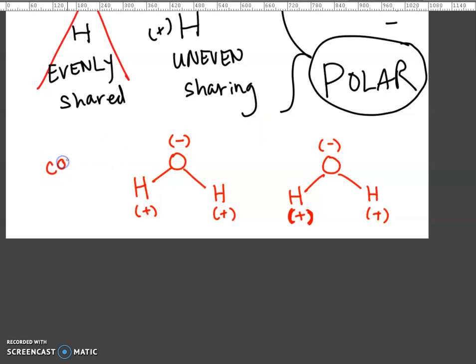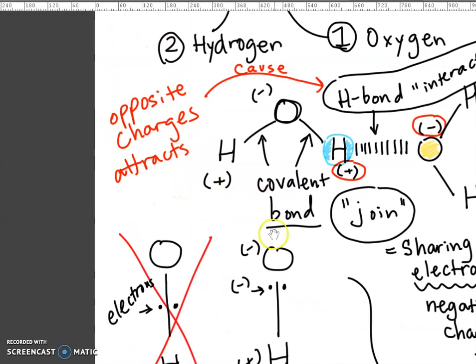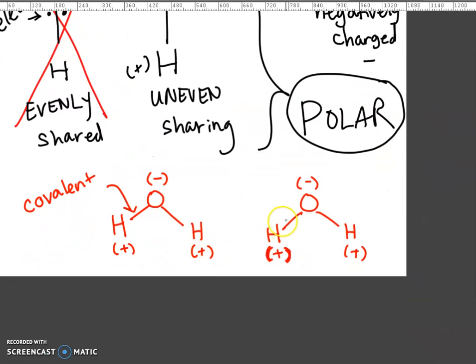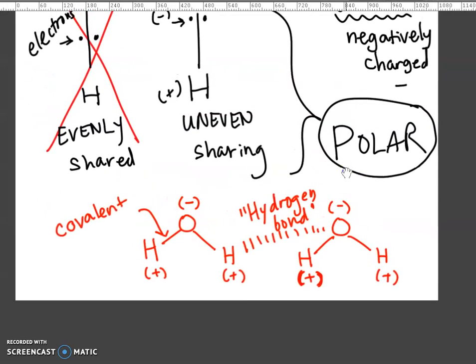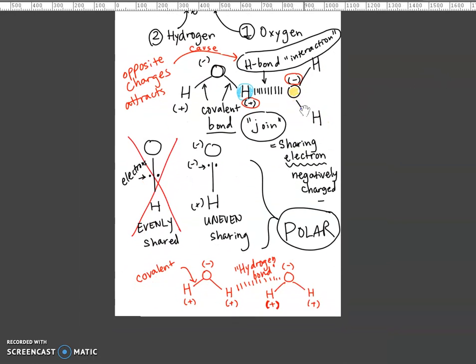Then you can label your bonds. Your covalent bond, again, is the solid line. And then you're going to have to show me an interaction. The interaction between these again revolves around how opposite charges attract. So you look at your positive, you look for a negative, and that positive to negative interaction is called your hydrogen bond, even though it is not a real bond. Okay, that concludes the first part about why water is polar, the structure of water.